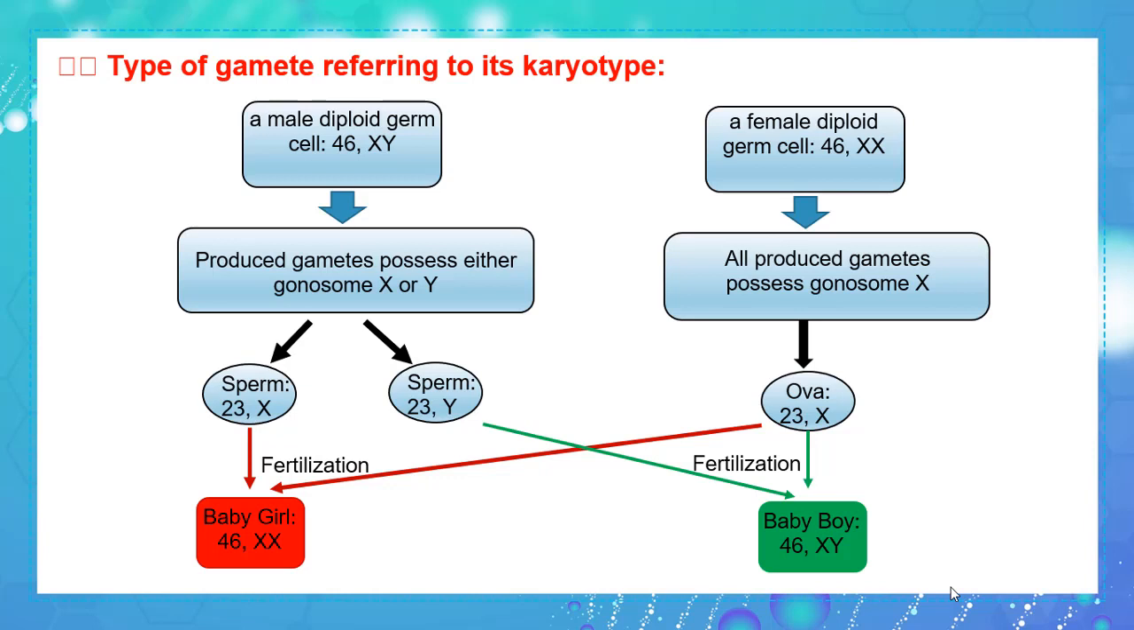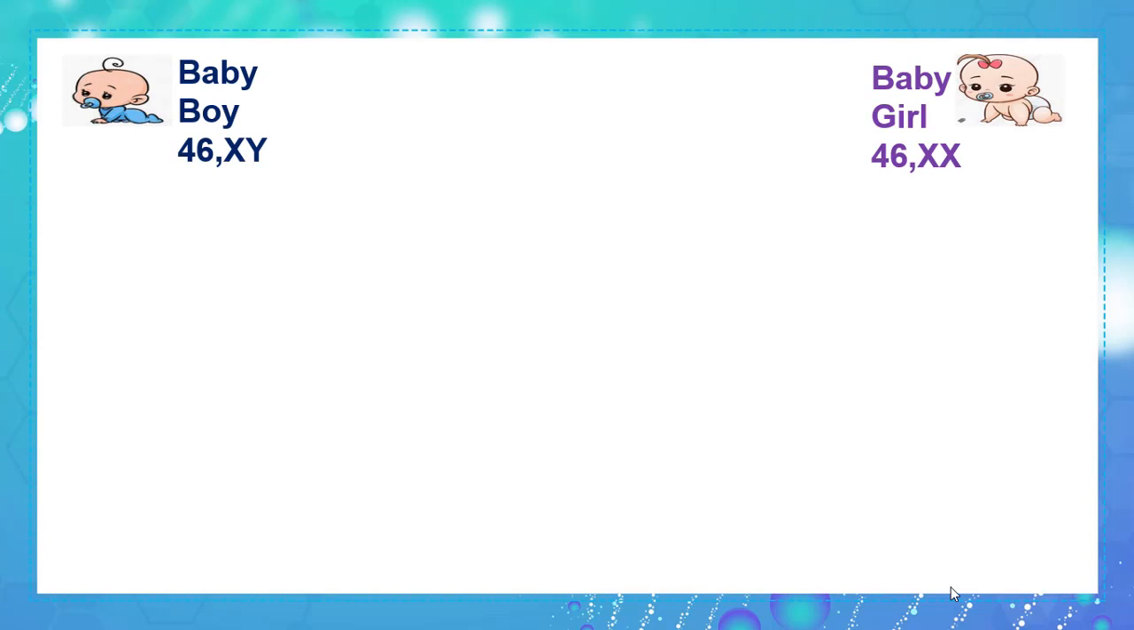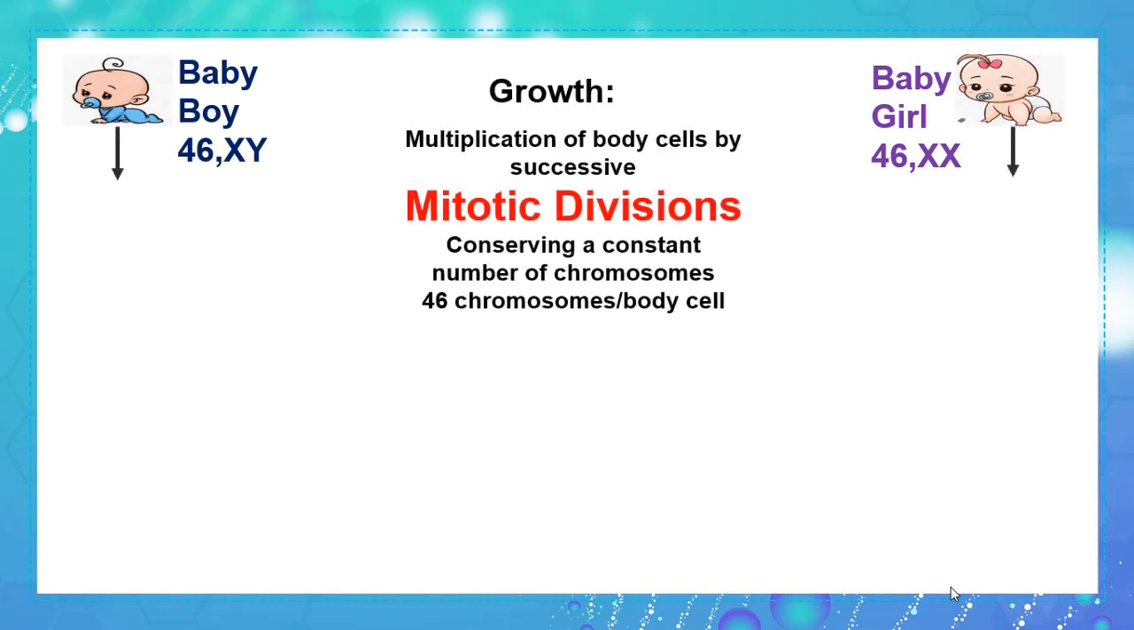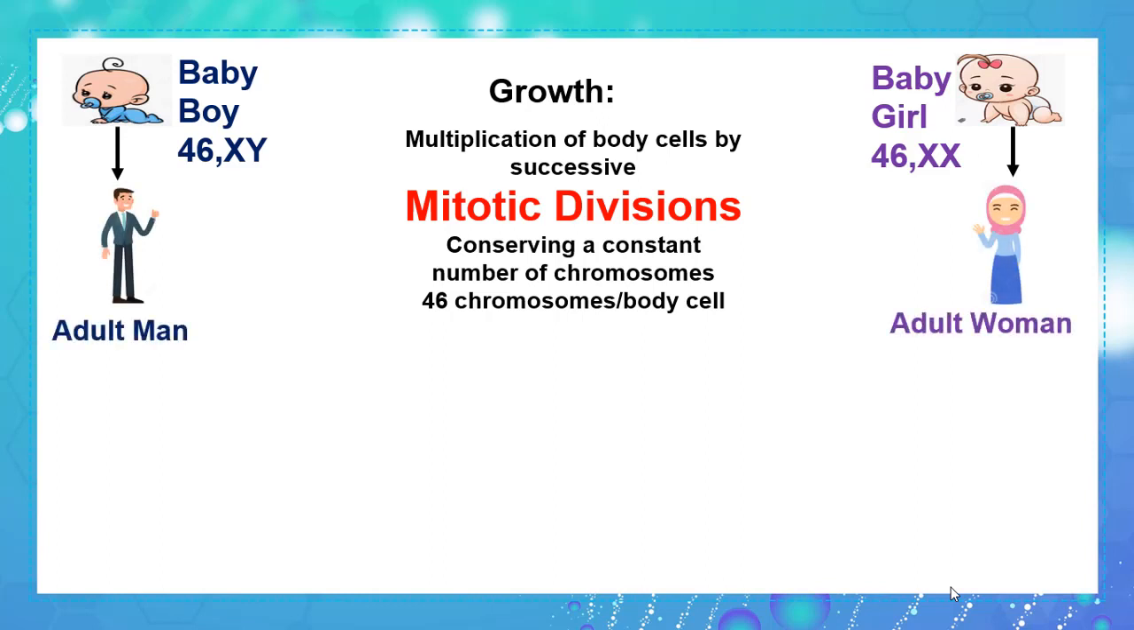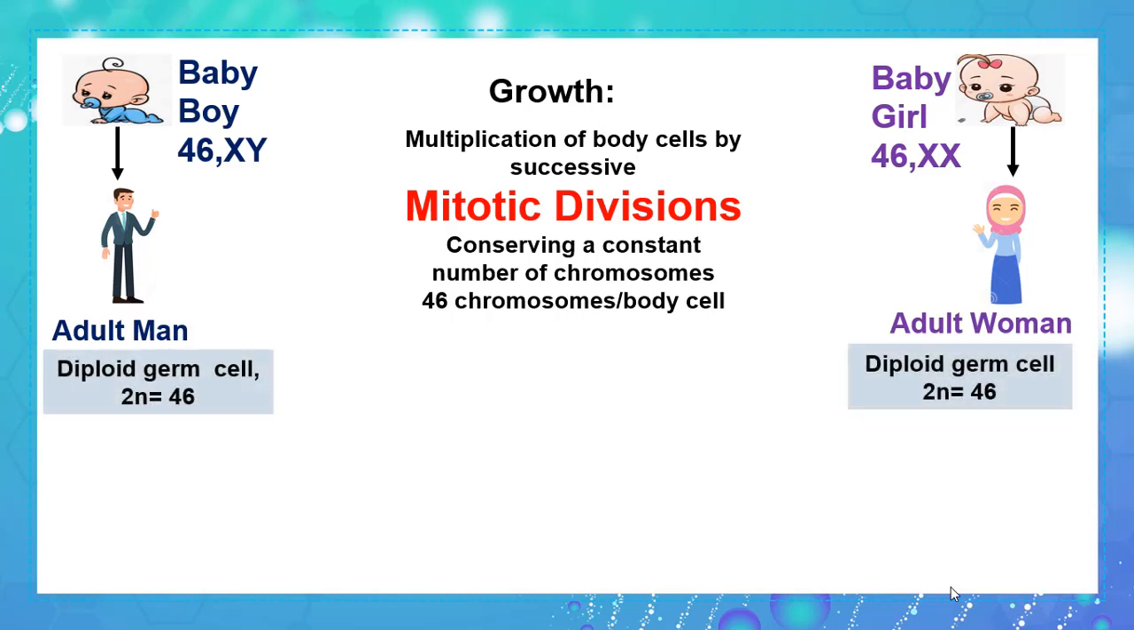A baby girl will have the chromosomal formula 46 including XX, while the baby boy will have the formula 46 including XY. Babies will grow up into adults while conserving their chromosomal formula thanks to successive mitotic divisions, since mitosis allows all body cells to get the same number of chromosomes, 46 chromosomes. Even the cells in the gonads of each male and female contain 46 chromosomes.